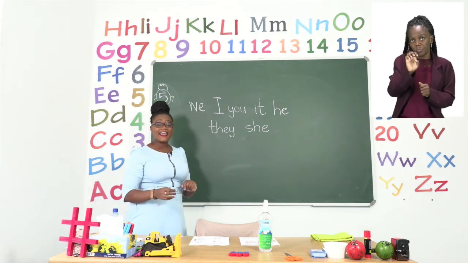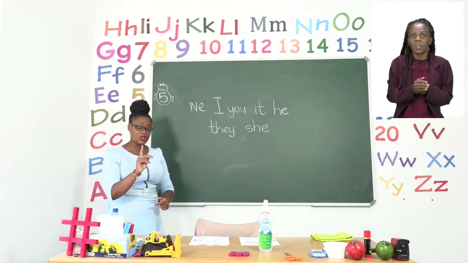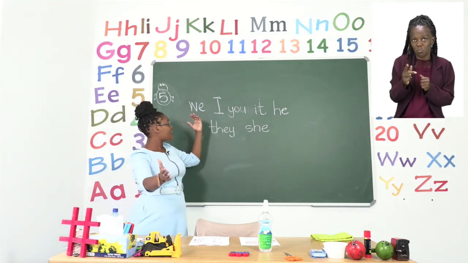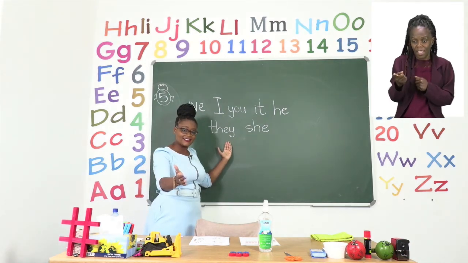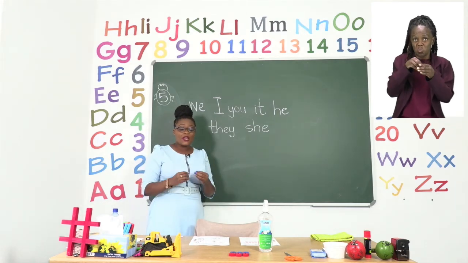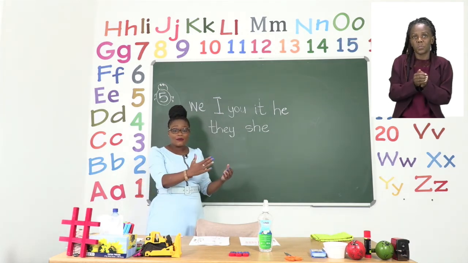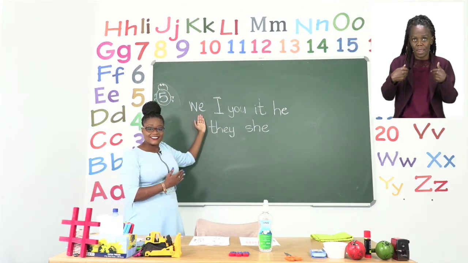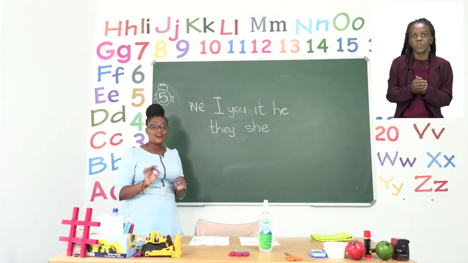And then if there are many people that we are pointing to and you are not a part of those people, we point to those people and we say they. They. But if we are a part of the group, meaning that we are also there in that group, we point to everyone and ourselves and we say we. We. Very good.